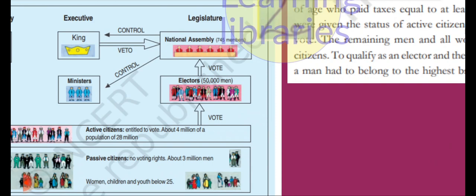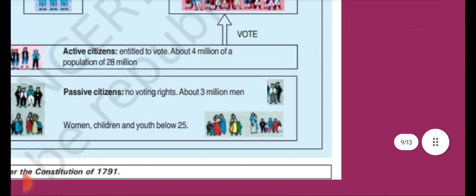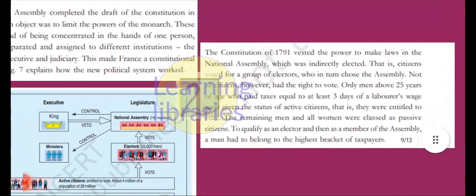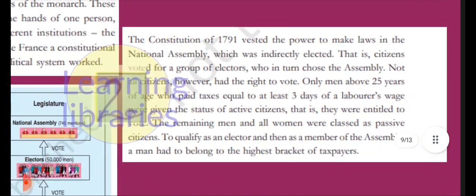So this is one of the first voting systems, where active citizens, that is about 4 million people, started voting. And who did not have voting rights? There are some people who did not have voting rights. That was women, children and youth. Anybody below 25 cannot vote. Now things have changed. If you see the voting age in India, it's 18. Anybody below 18 cannot vote. But women can vote. But that was a time when women were not allowed to vote. So that's some discrimination happening.